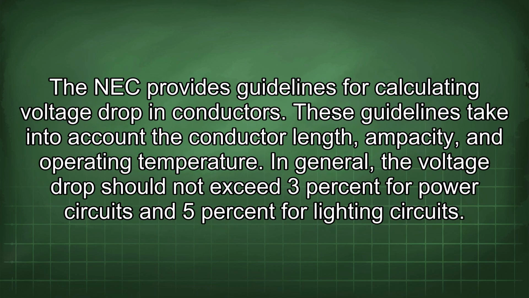The NEC provides guidelines for calculating voltage drop in conductors. These guidelines take into account the conductor length, ampacity, and operating temperature. In general, the voltage drop should not exceed 3% for power circuits and 5% for lighting circuits.